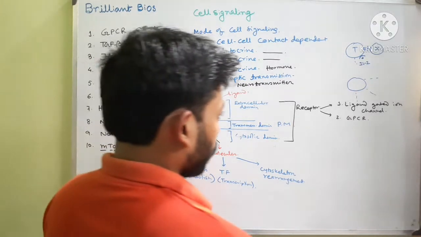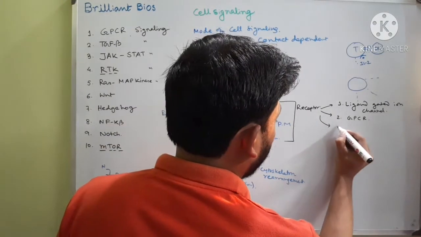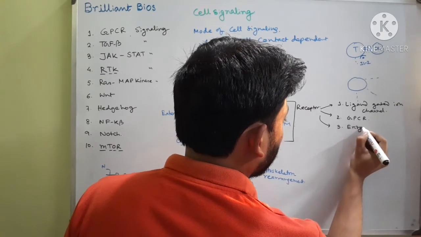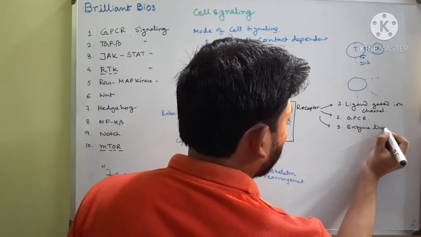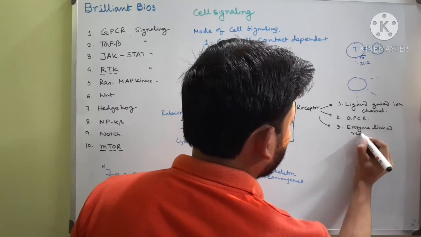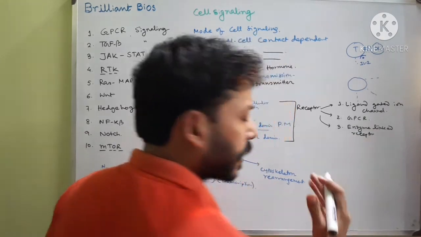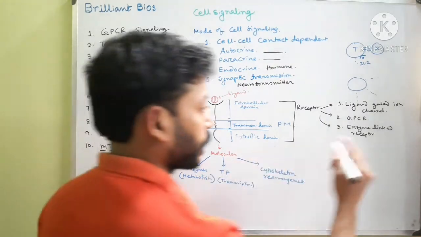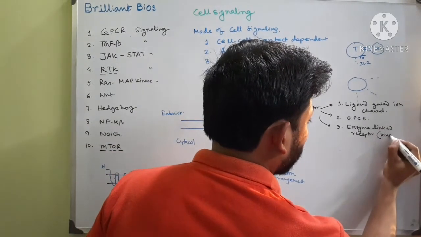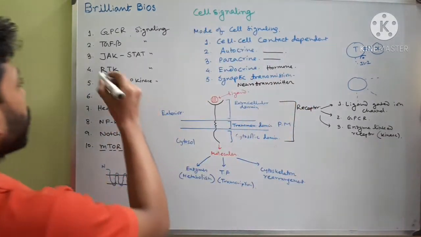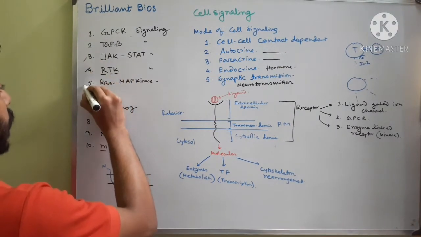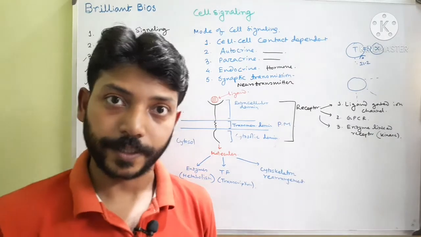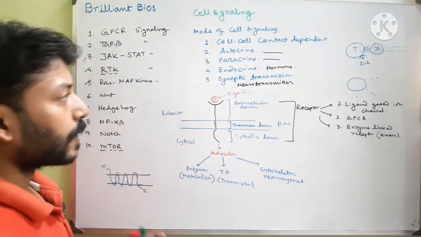The third I can write here is enzyme linked receptor, specifically kinase. The receptor has a kinase property, that means it can phosphorylate the substrate. So kinase receptor, like in case of the JAK-STAT pathway, RTK pathway, RAS MAP kinase pathway, you can see that enzyme linked receptors are present. So these are some basic facts.